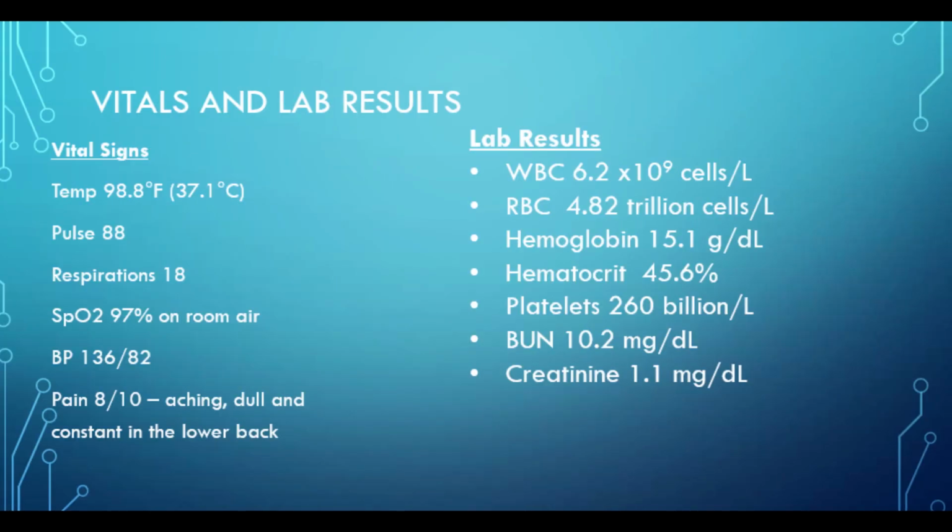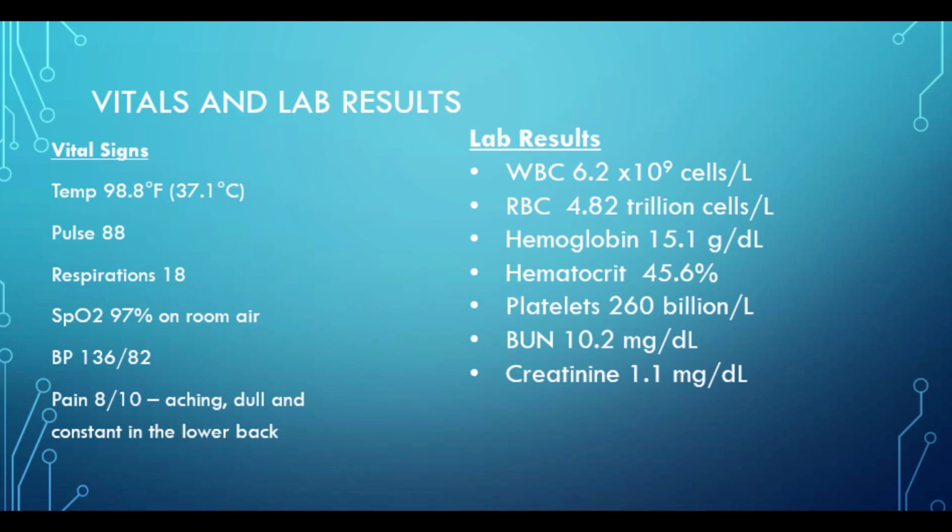Vital signs and lab results. Temperature 98.8, pulse 88, respirations 18, SpO2 97% on room air, blood pressure 136/82, pain 8 out of 10 described as aching, dull, and constant in the lower back.